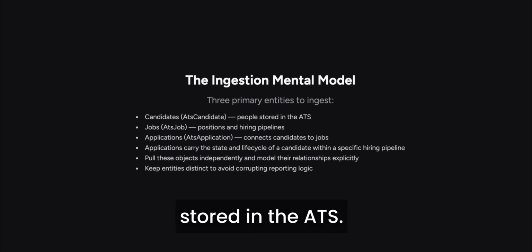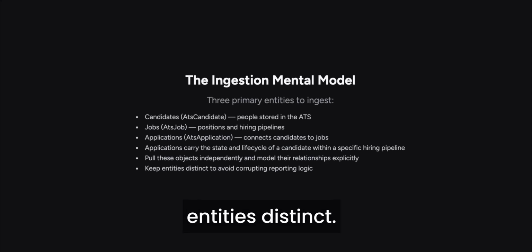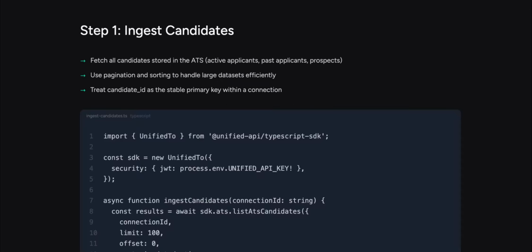Candidates are the people stored in the ATS. Jobs are positions and hiring pipelines. Applications connect candidates to jobs. Applications carry the lifecycle state, stage transitions, and timestamps. They are the join layer. Keep these entities distinct. Don't flatten them into one table, or you'll corrupt reporting logic.